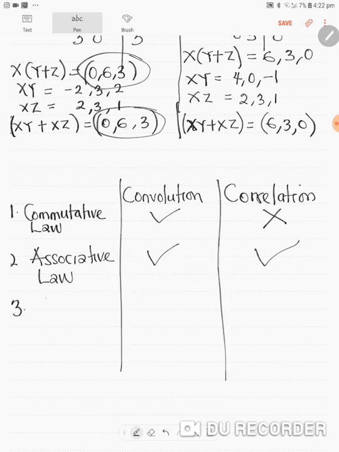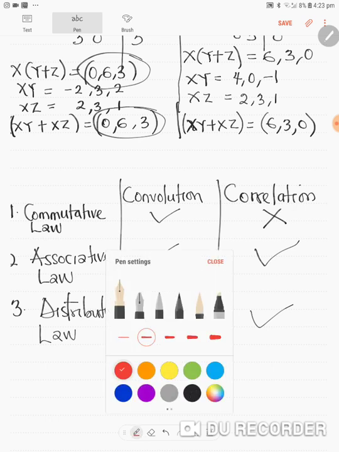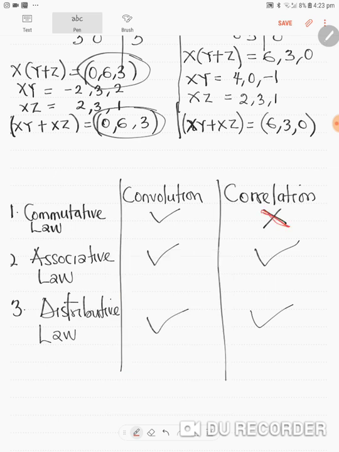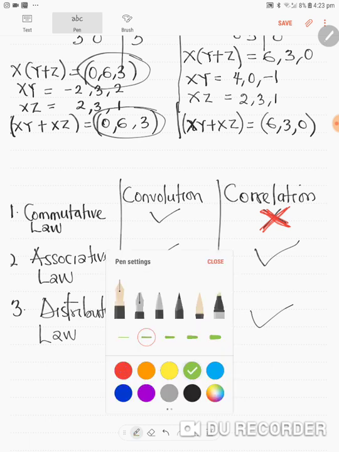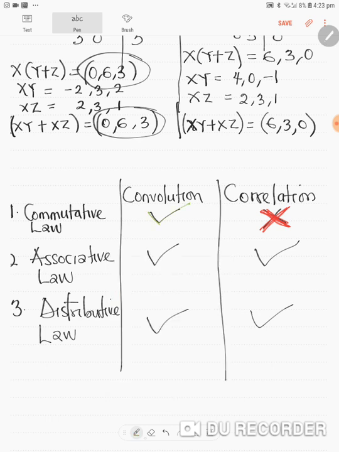Then distributive law: convolution obeys and correlation obeys. So let's say I use, just for picture's sake, this is a big no while every other is green.